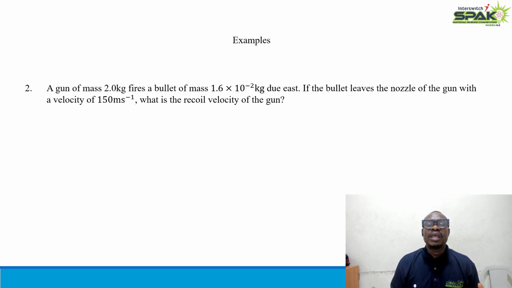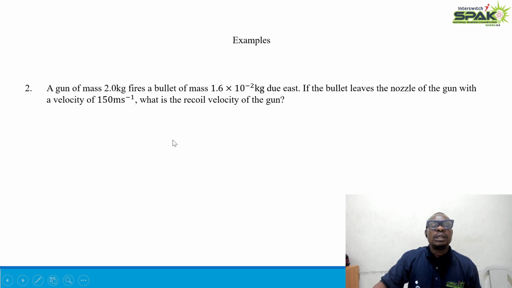Number 2 example says a gun of mass 2.0 kilogram fires a bullet of mass 1.6 times 10 to the power minus 2 kilogram due east. If the bullet leaves the nozzle of the gun with a velocity of 150 meters per second, what is the recoil velocity of the gun? Okay, so we have the question here. So quickly, guys, take your parameters.